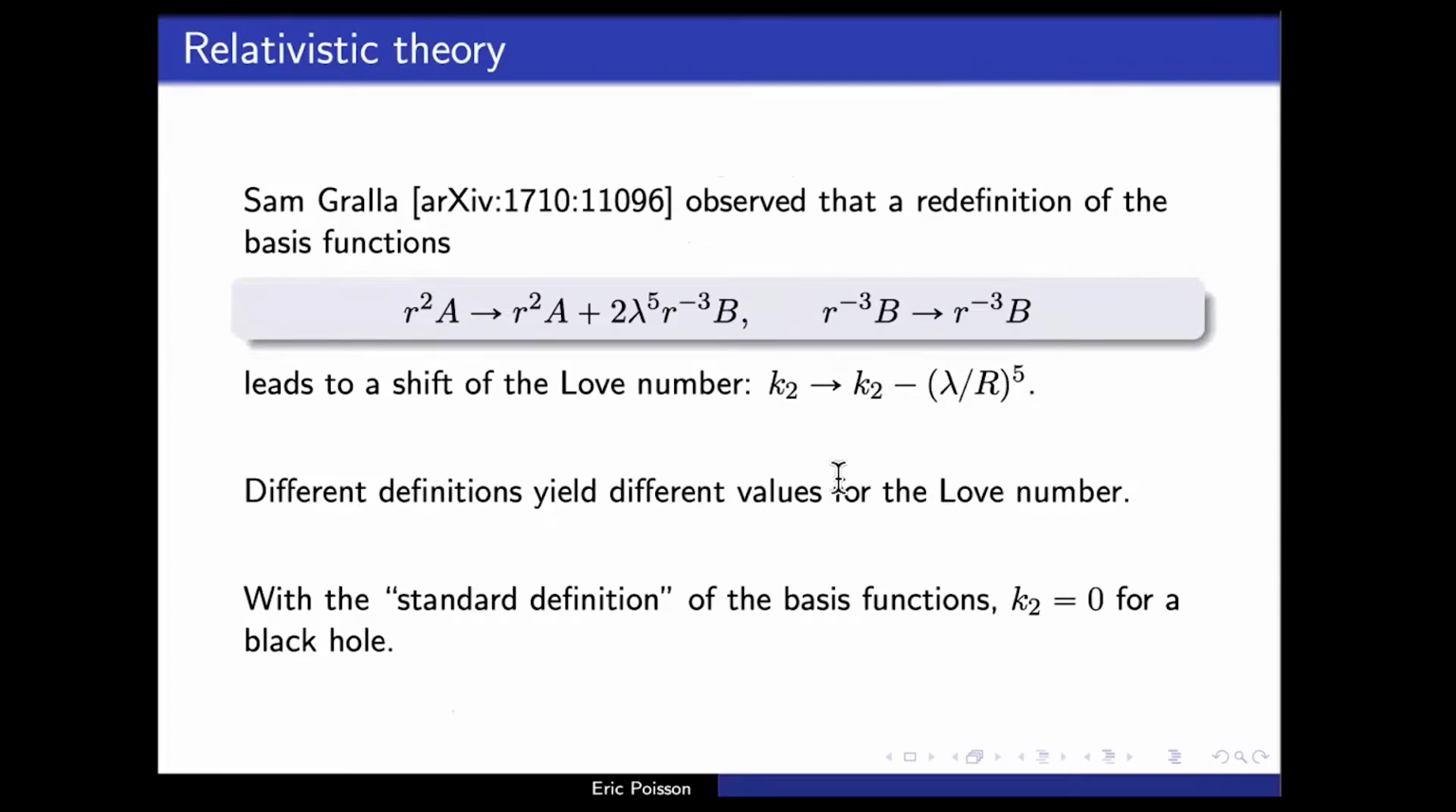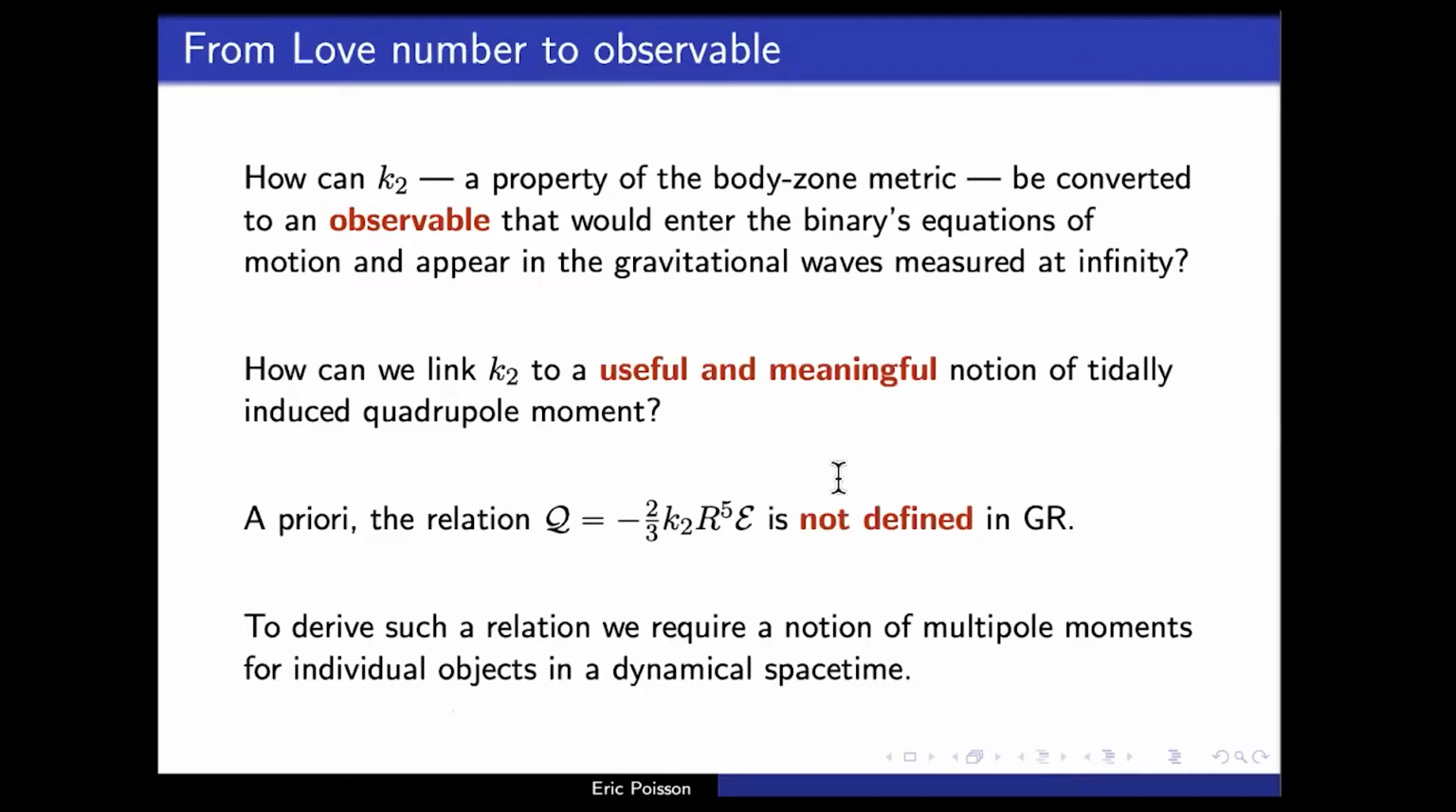You have to bridge that gap between information about the immediate neighborhood of the body and what you actually measure at infinity. All right, so how do we bridge that gap? How do you turn the Love number into something that's really observable? For example, a parameter that would enter equations of motion for the binary system, and a parameter that would eventually be fed into a wave generation calculation and give you a model for the gravitational waves emitted by this binary system that includes information about tidal deformation.